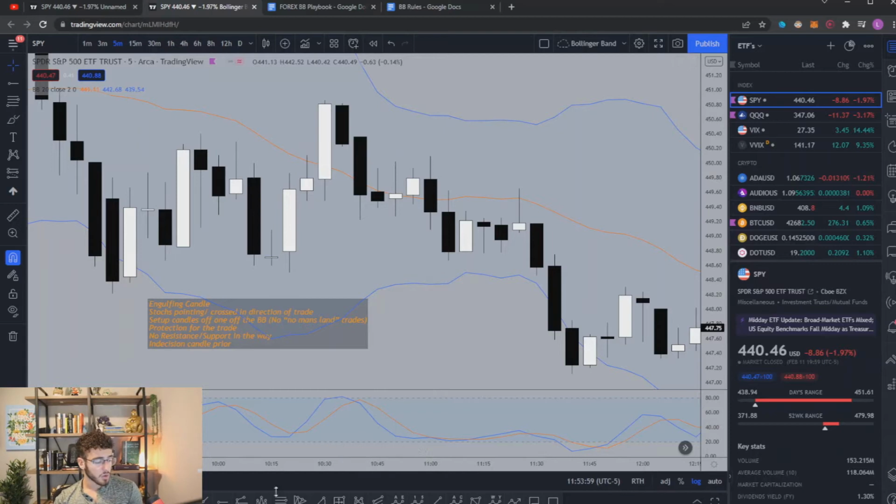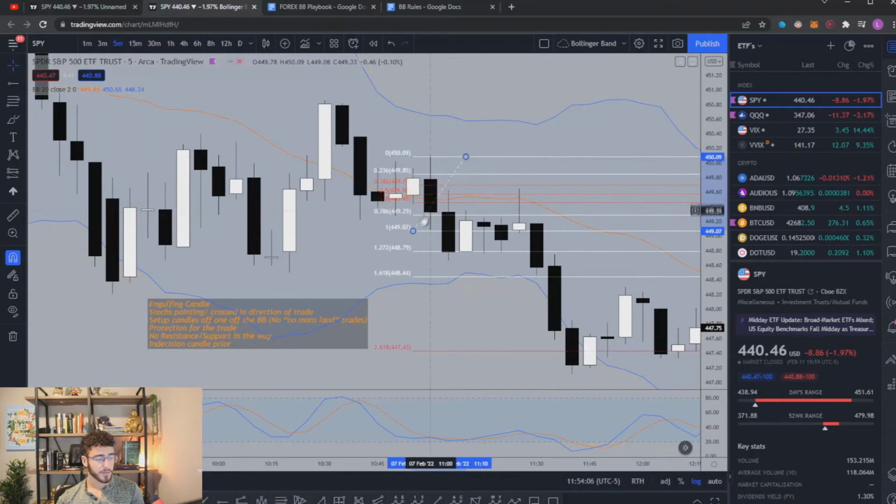So in this case, we're going to take our Fibonacci tools, again, drawing it from the bottom to the top of this candlestick, making sure it's lined up very, very nicely, and just going through the rest of the checklist here, right? Set up candles off of one of the Bollinger Bands. This one is off of the middle Bollinger Band. This one is through the middle Bollinger Band. Protection for the trade. The protection for this trade is the middle Bollinger Band. As you can see, the middle Bollinger Band is in between our entry and our stop loss.